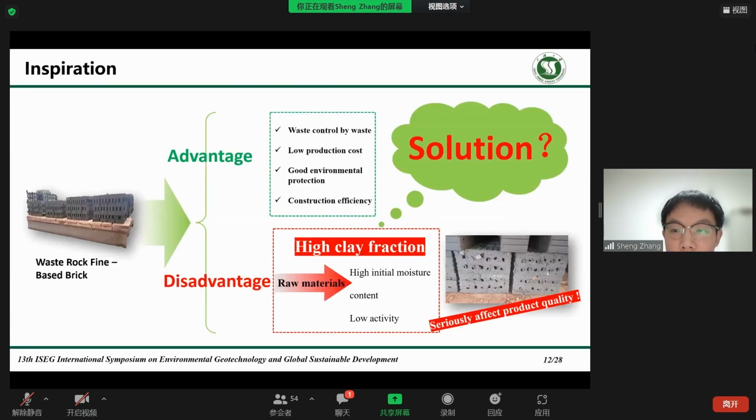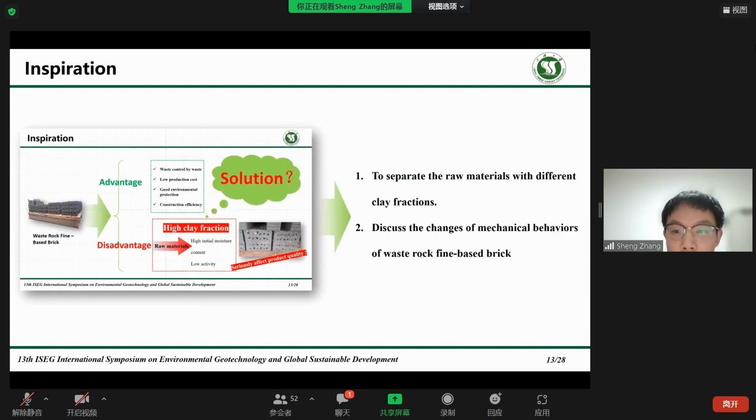Because the particle size of waste rock fine is fine and contains a certain amount of clay particles, which directly affects the related properties of rock fine-based brick, it is very important to explore the influence of clay fraction on the performance of rock fine-based brick. So we need to figure out 2 problems. The first one is to separate the raw materials with different clay fractions. The second is to discuss the changes of mechanical behaviors of waste rock fine-based brick.